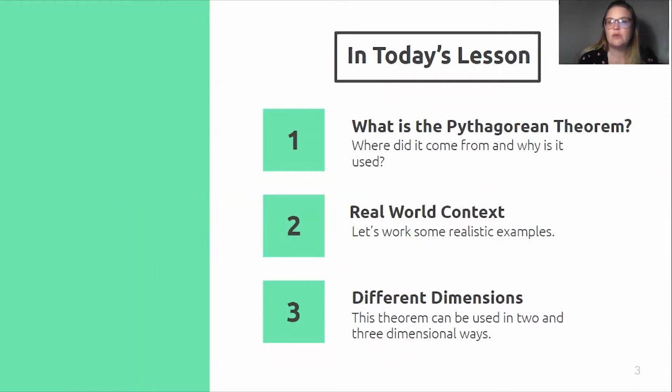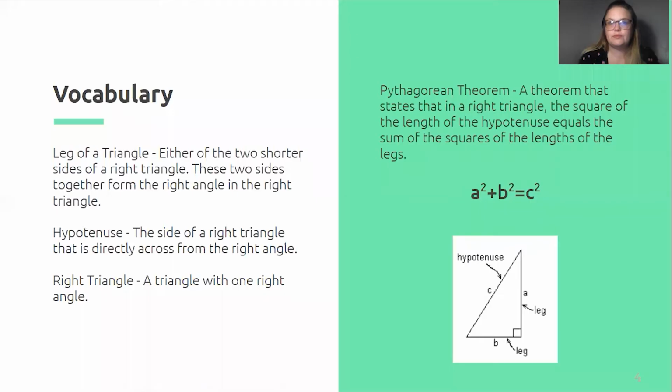The first one is going to be, what is the Pythagorean Theorem? Where did it come from and why is it used? The second thing we're going to cover is its real-world context. We'll work some realistic examples. And then third, we're going to talk about the Pythagorean Theorem in different dimensions. This theorem can be used in 2- and 3-dimensional ways, so we'll practice some of those.